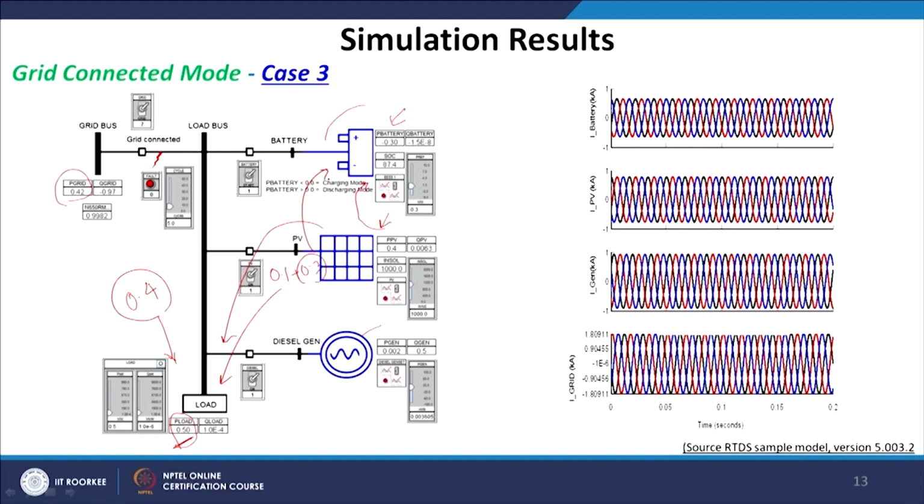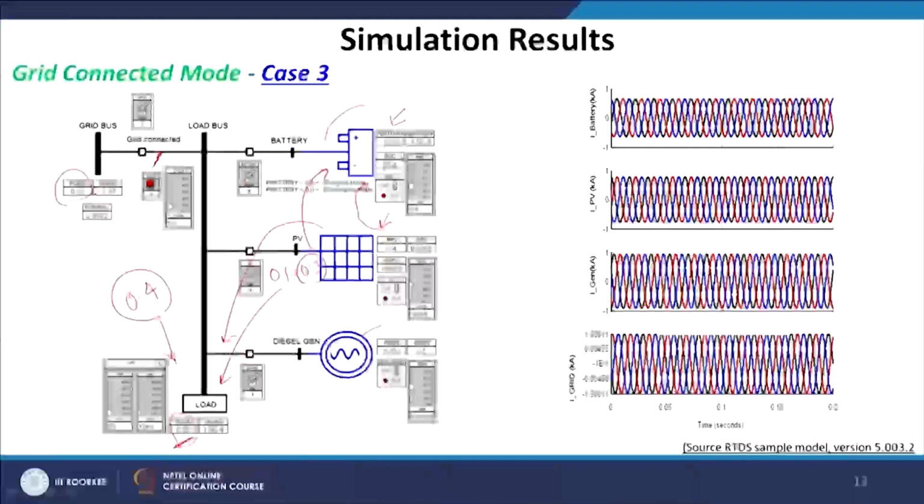So, now what is happening here? We have PV operating at its MPPT giving me 0.4 units, the load is at 0.5 units and the grid is providing 0.4, and the rest, the excess 0.3, is being used for my battery charging. Now, these are the current characteristics of the battery, the PV current characteristics, generator current characteristics and the grid current characteristics.